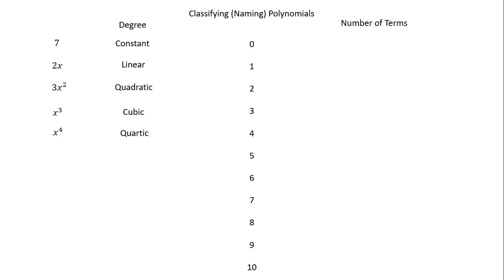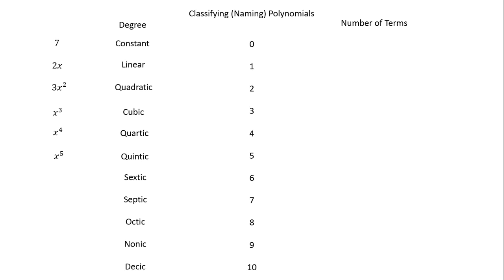Quart is the root word for 4, like quarter. There's 4 of them in a dollar. Quart, there's 4 of them in a gallon. X to the 5th is going to be a quintic. X to the 6th is going to be a sextic. 7th is going to be a septic. 8th is an octic. 9 is a nonic. 10 is a decic.